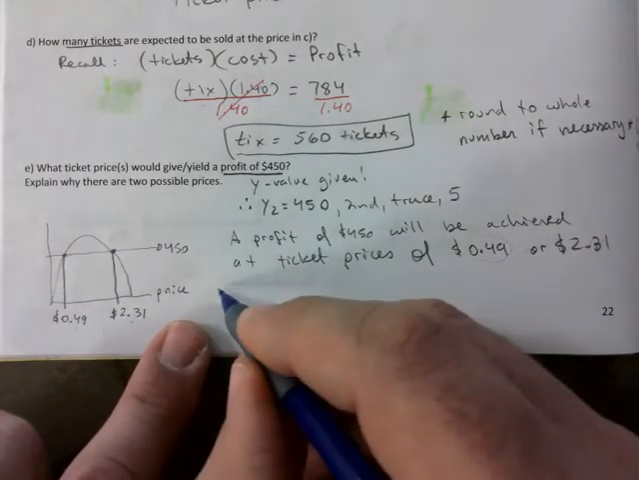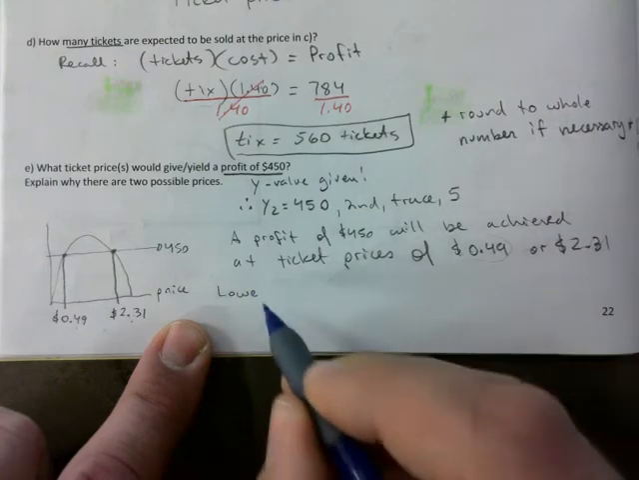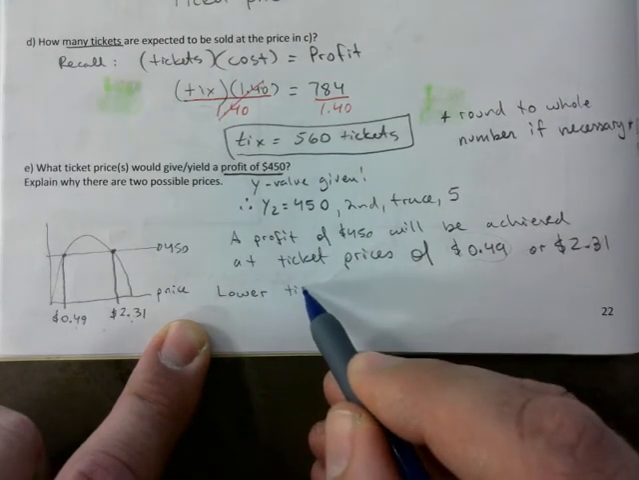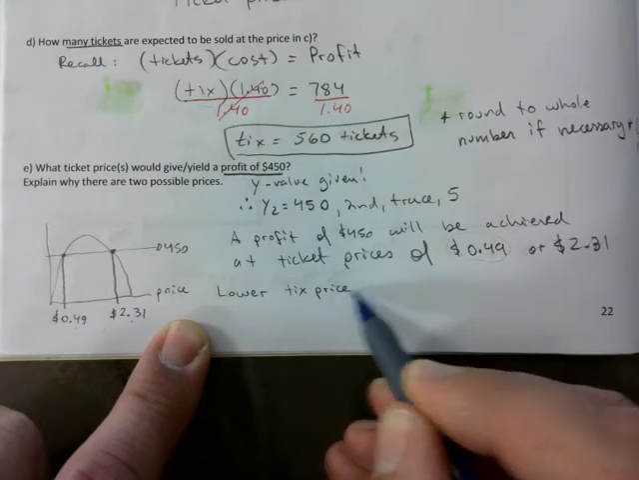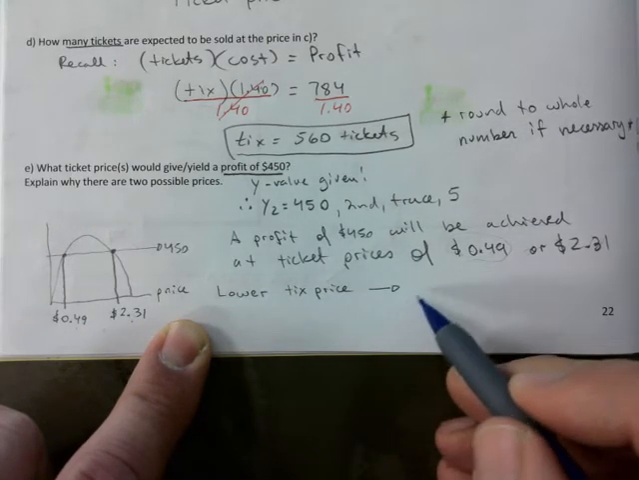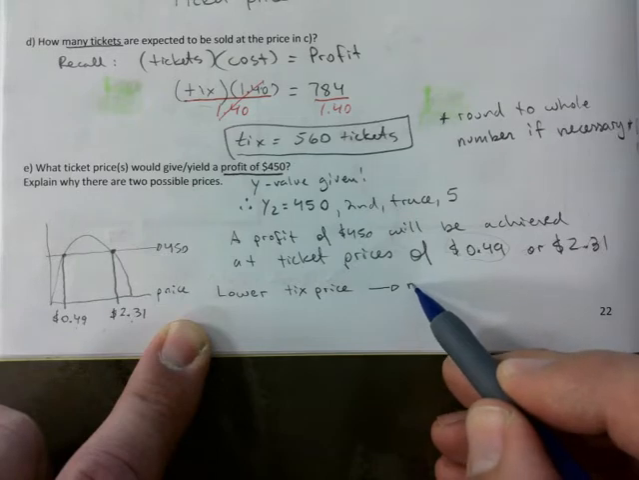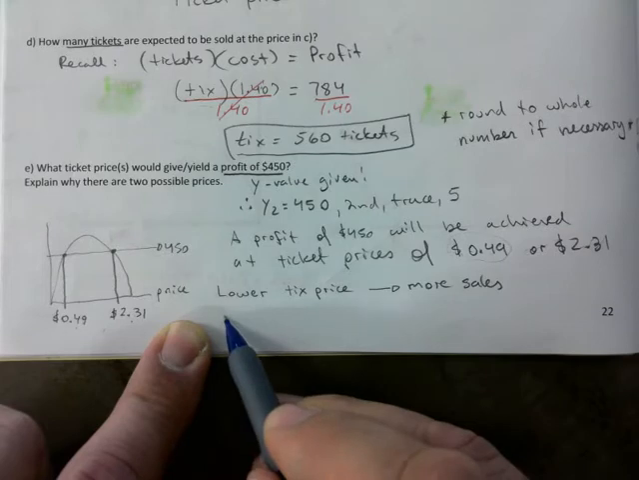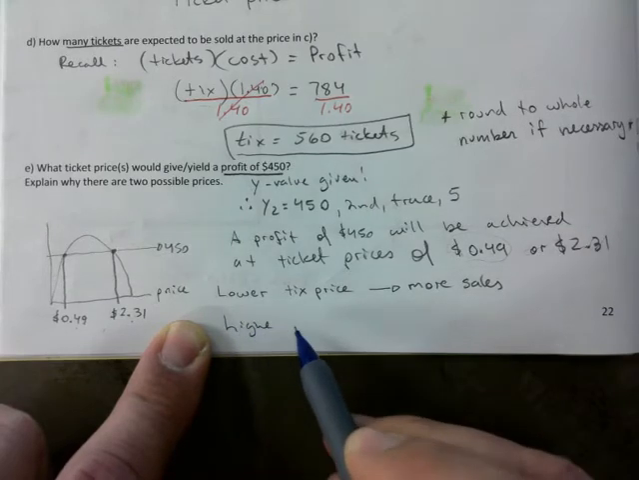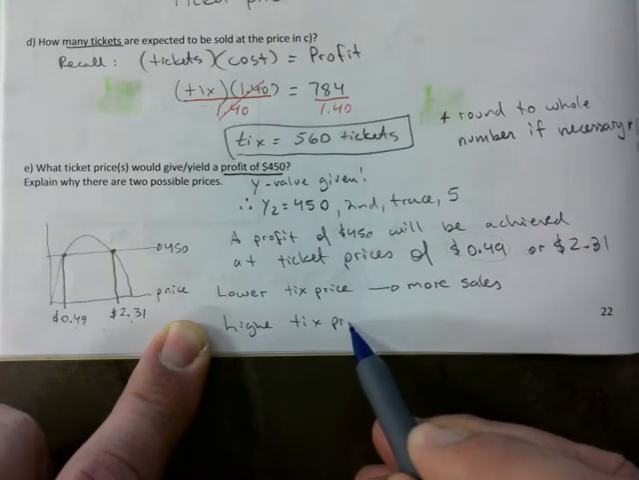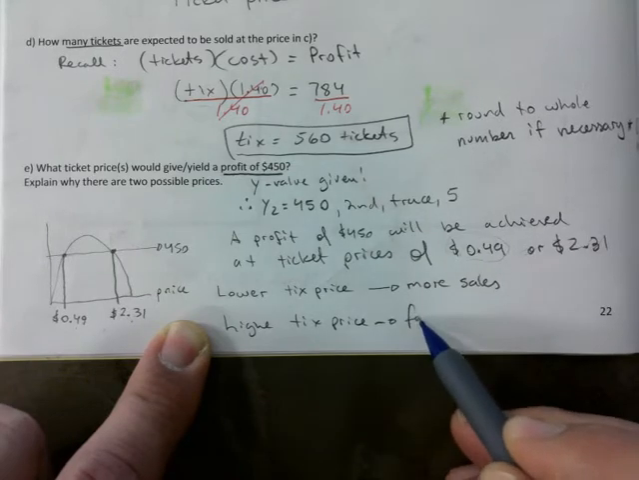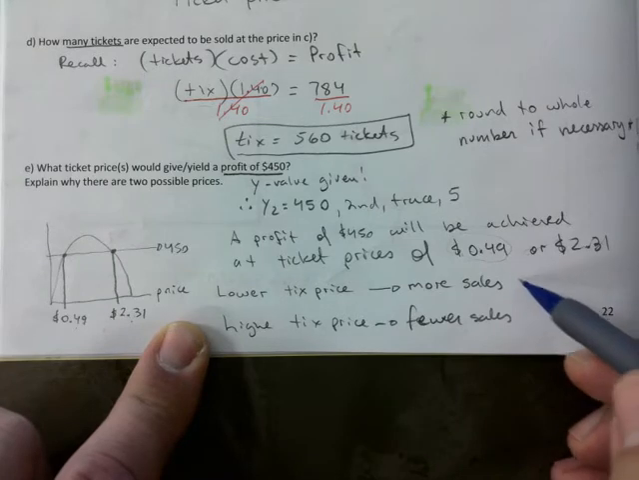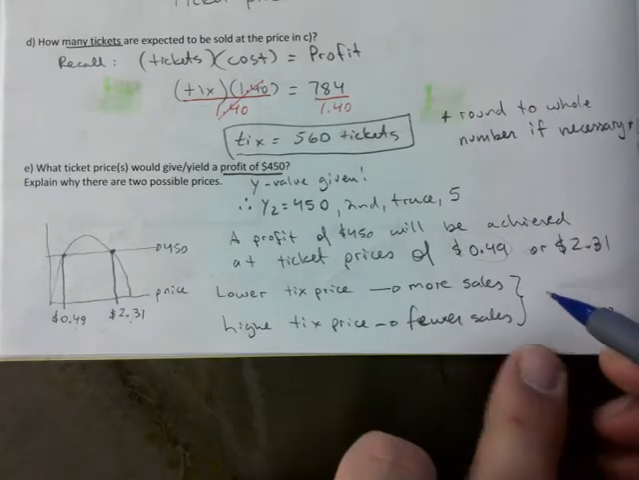So I'm going to just write this down here. Lower ticket price will result in more sales. Higher ticket price, fewer sales. But they both give the same end result.